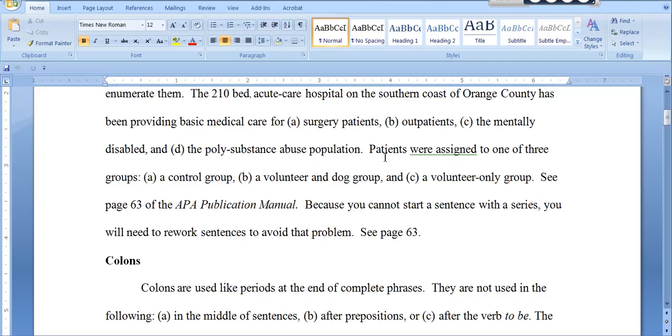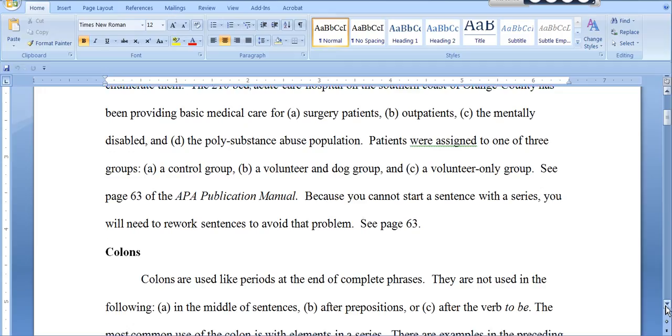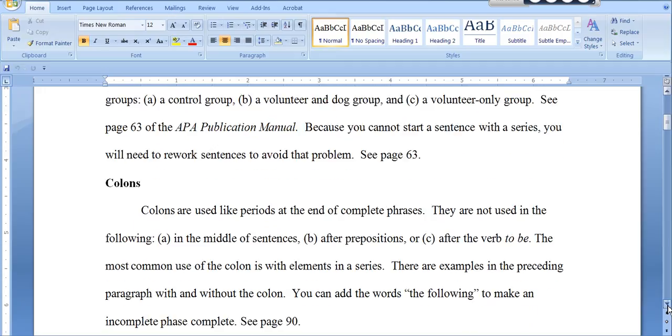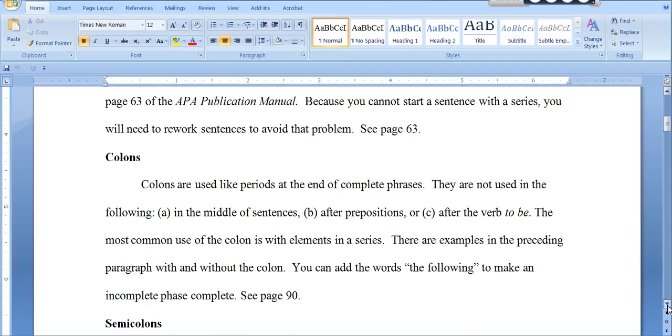The next sentence I have is: The patients were assigned to one of three groups: a control group, a volunteer and dog group, and a volunteer-only group. Notice how I do have a colon here because I have a complete sentence before I have my list of things. One thing you need to know is that you cannot start a sentence with a list of things. You can start with two things, but not three or more things. So you'll have to rework the sentence if you have that construction.